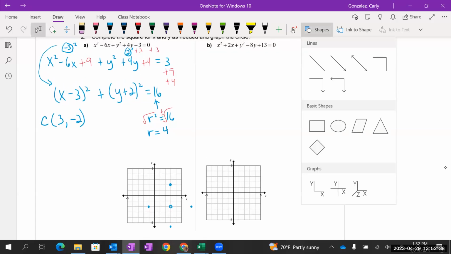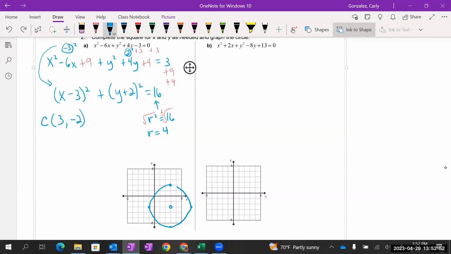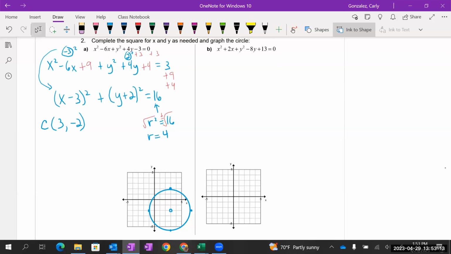And now we're ready to sketch that circle. Oops. There we go. Okay. And again, we plotted the center of the circle, and then from the center, we went up, down, left, and right 4 units since the radius was 4. And now we will go ahead and complete the square again on x and y and try to graph the circle.